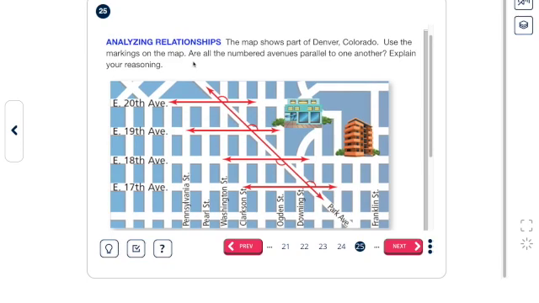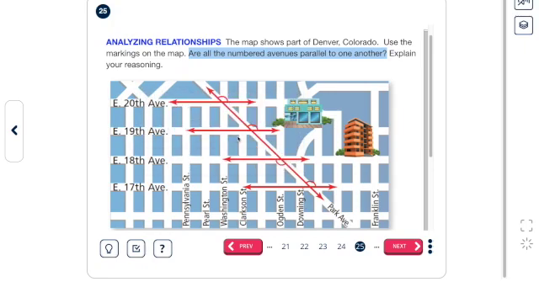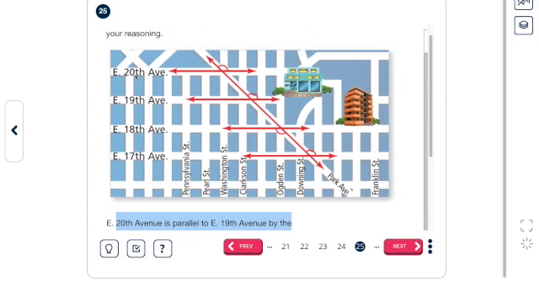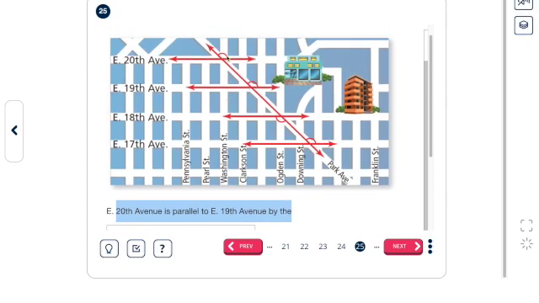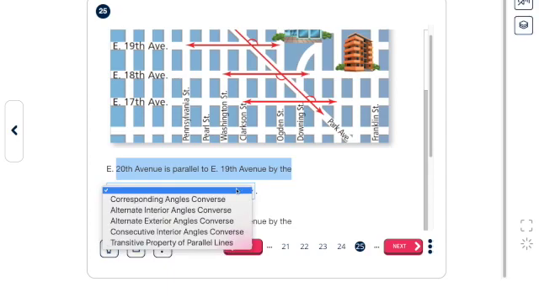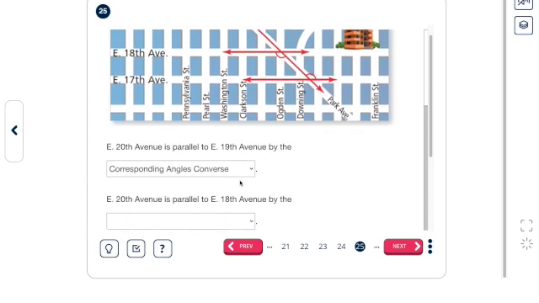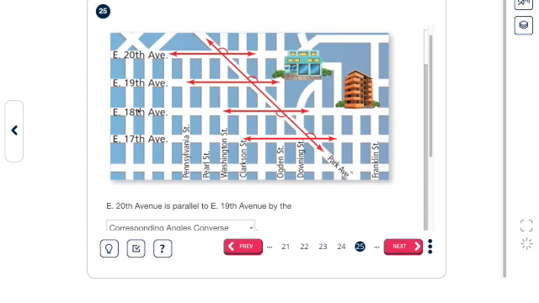Now we're going to look at another example. This is using what's called the transitive property of parallel lines. We're going to use it to figure out that all of these numbered streets, so all of these 20th, 19th, 18th Avenue, are parallel to one another. Okay? So our first statement we're trying to work with is that 20th Avenue and 19th Avenue are parallel. If we look at the angles we're given, we know that those are corresponding angles. So because they're marked congruent, we can say, hey, by the converse, if these are corresponding angles, then those lines have to be parallel.